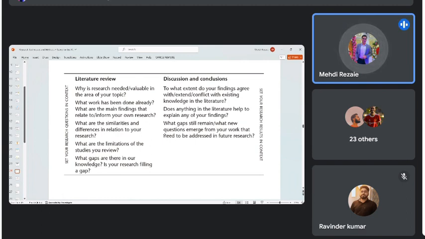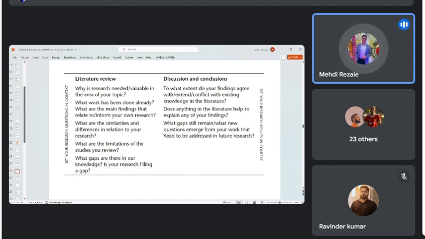Does anything in the literature help to explain any of your findings? That's also important to mention in the discussion, that while I was doing the literature review, I found out that this question was answered by so and so researcher. So that also can be added.